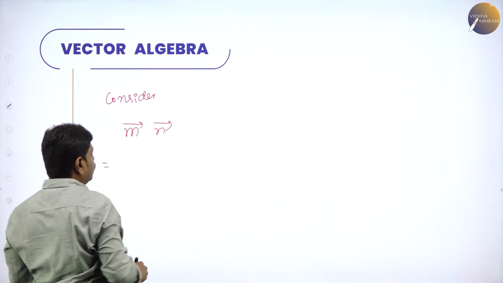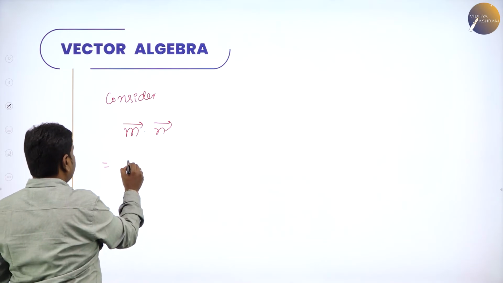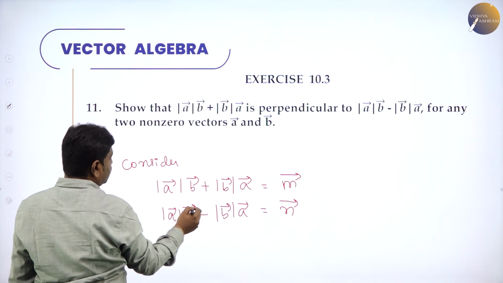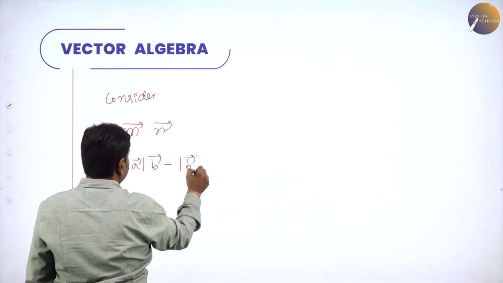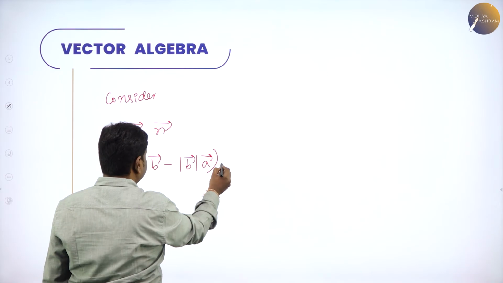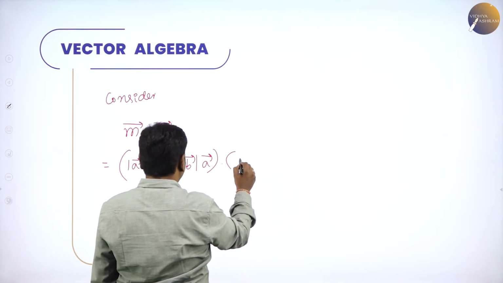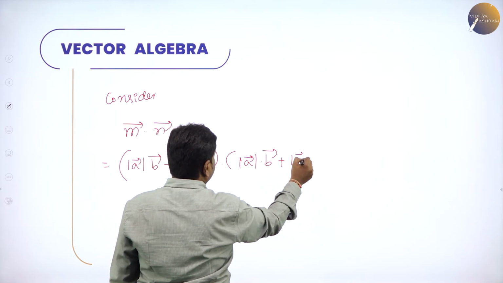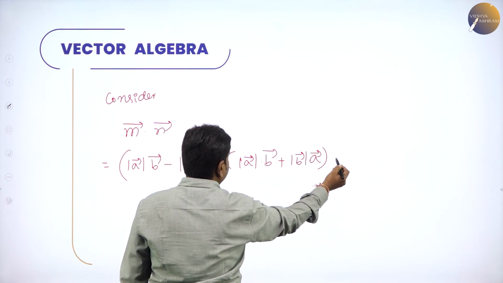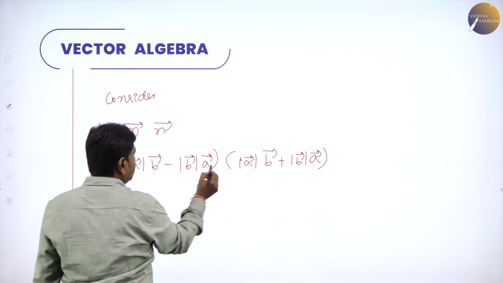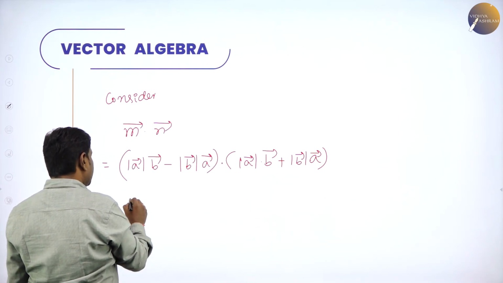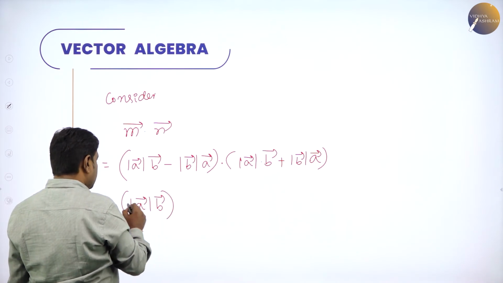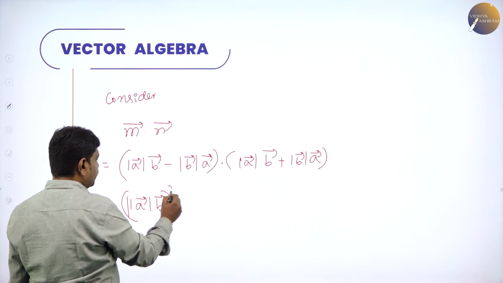So how to do the dot product? You know, multiply term by term. So |b|a − |a|b dot |b|a + |a|b. Now you know (a − b) dot (a + b) is magnitude a square minus magnitude b square. So it will become the magnitude of a whole square.